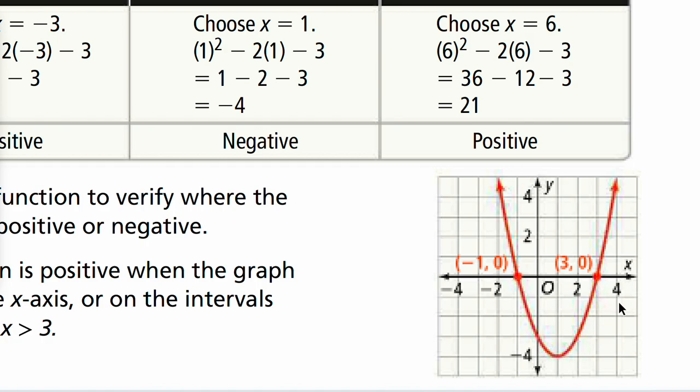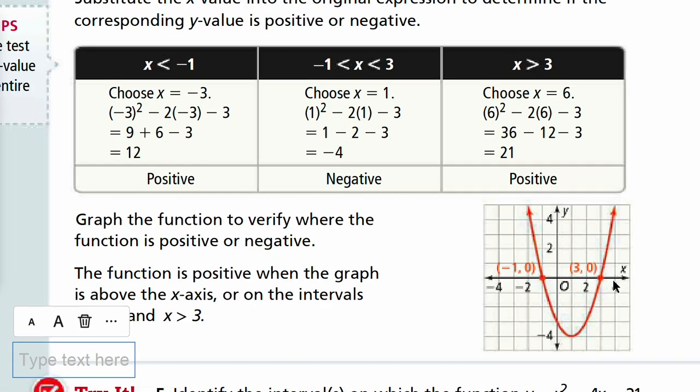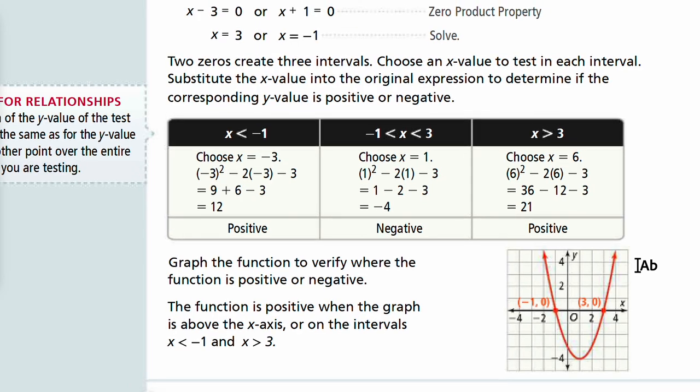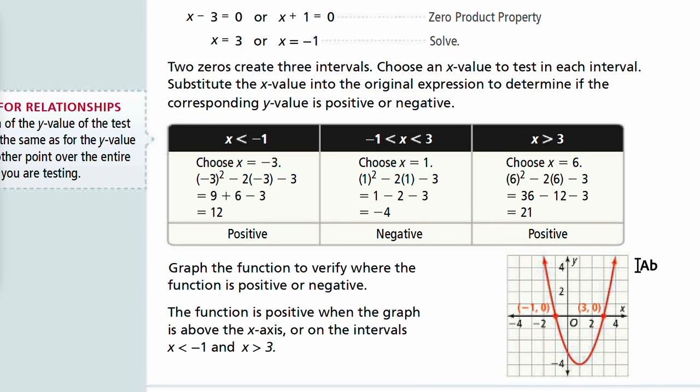Okay, so we're going to describe the function using the intervals for the x values, but we are describing when the function, which means the y values, are positive or negative. Some people find it a little bit confusing because we're using both variables, but we're looking at where the y values are positive or negative, but we're describing it using the x values. Does that make sense?